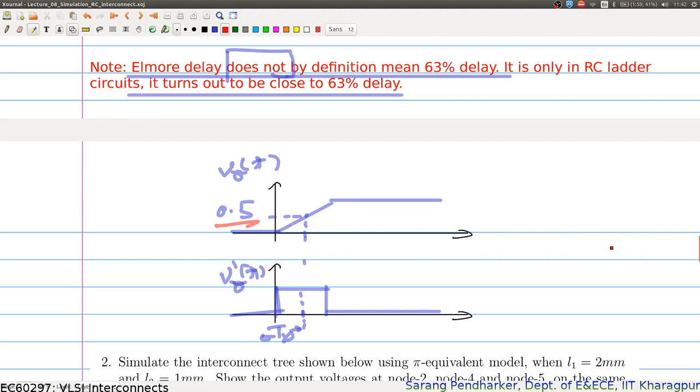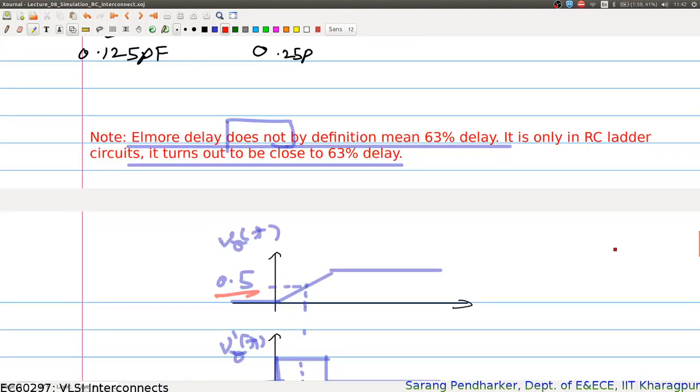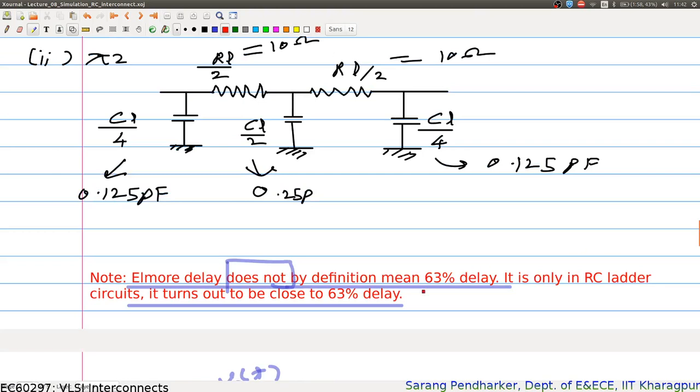Right? So please do not confuse Elmore delay with 63% delay, even though we have used the check on Elmore delay using the criterion that my output voltage becomes 63% of the final value.